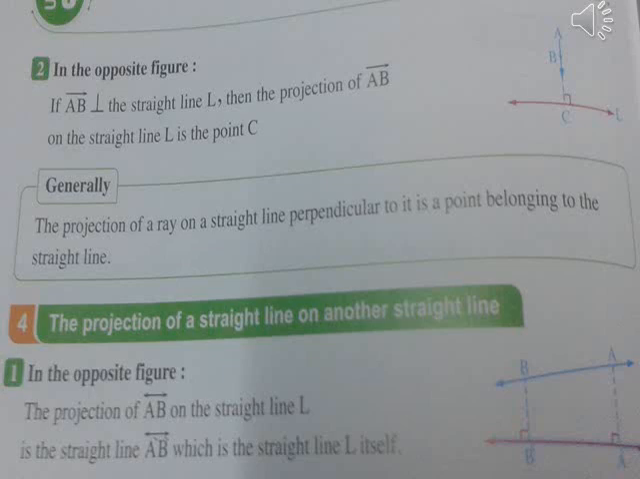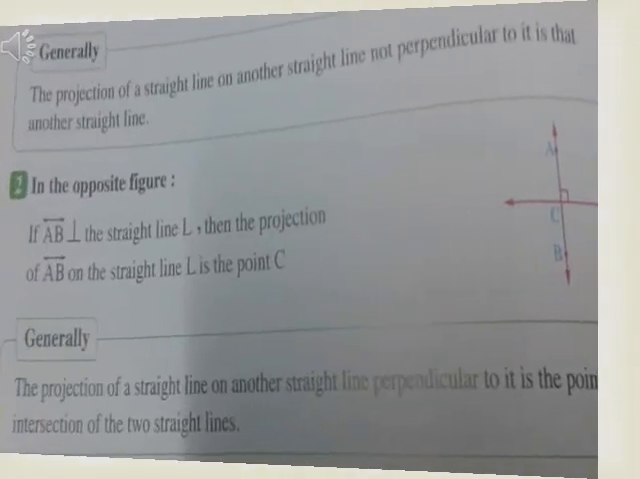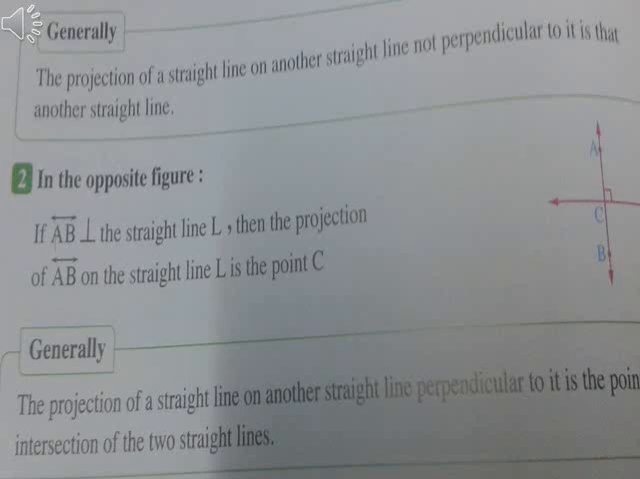The projection of straight line EB on the straight line L is a straight line E'B', which is the straight line L itself. Generally, the projection of a straight line on another straight line not perpendicular to it is that other straight line.